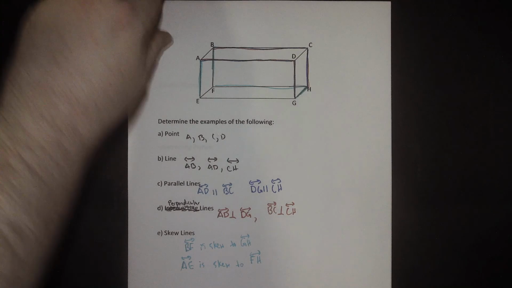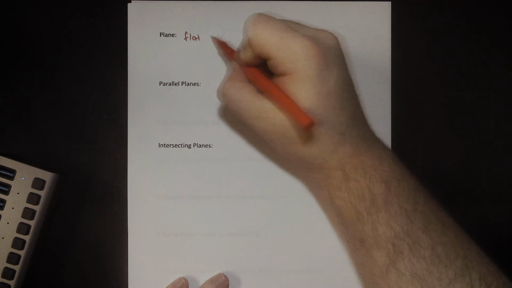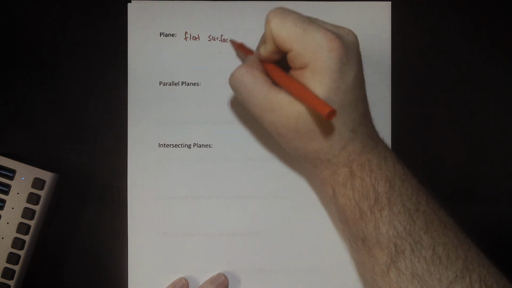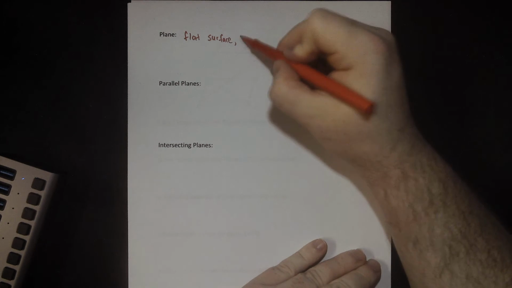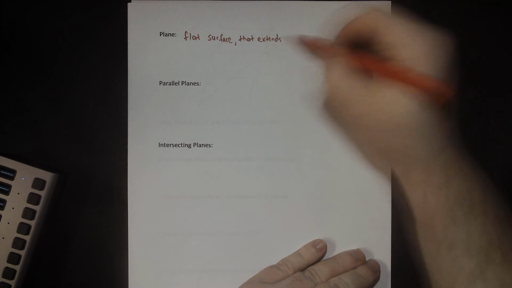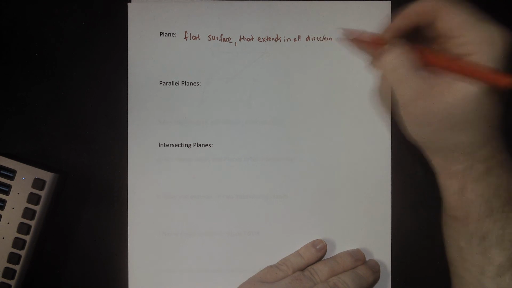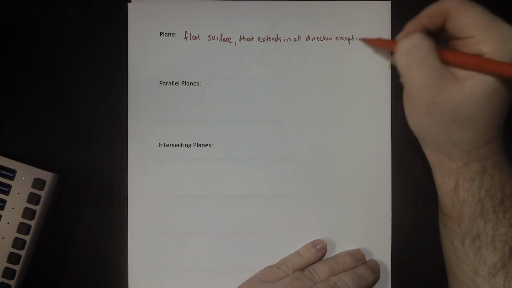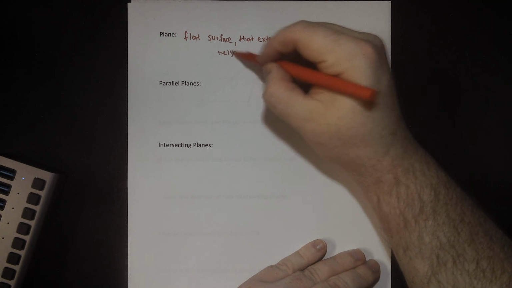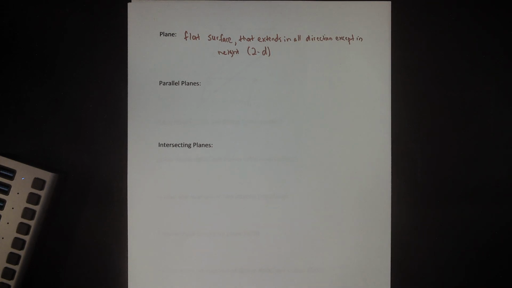So we got our examples. Okay, a couple more definitions for this particular lesson. We got a plane. A plane is a flat surface. It is not the one that flies in the air. It's a flat surface that extends in all directions except in height, because this is a two-dimensional object. And if it extended in height, that would make it three-dimensional. We want this to be two-dimensional.